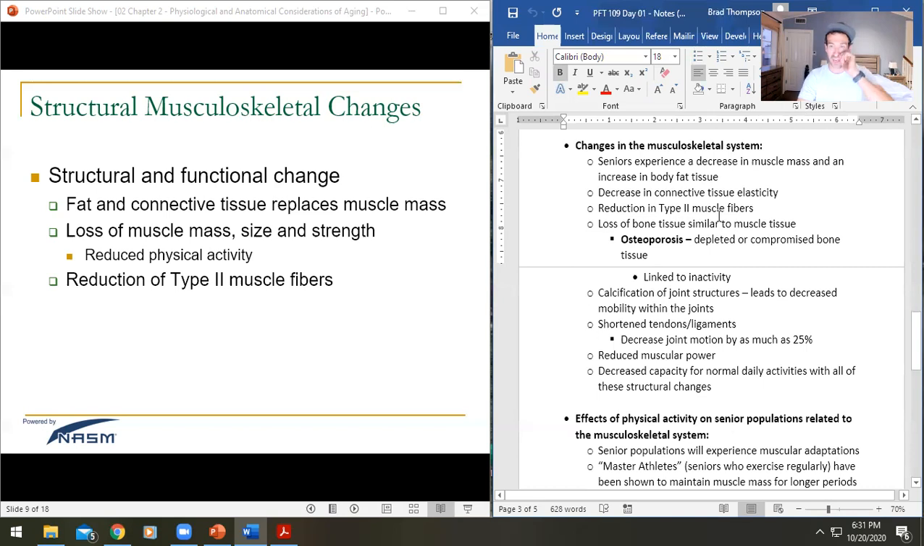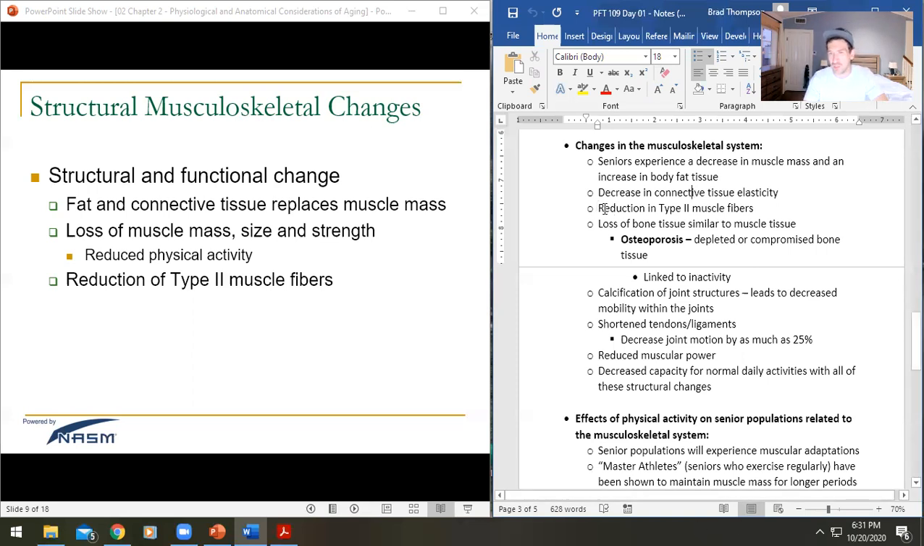Musculoskeletal changes. We do know that seniors experience a decrease in muscle mass and an increase in body fat tissue as we get older. So that will often result in connective tissue elasticity decreasing as well. As you lose muscle, which is more commonly referred to as atrophy, right? We have that hypertrophy phase of training that's for muscle growth. Well, atrophy is the exact opposite of it, and that's a decrease in muscle size. But we also see a decrease in our muscle tissue elasticity. We do tend to get a little bit stiffer as we get older.